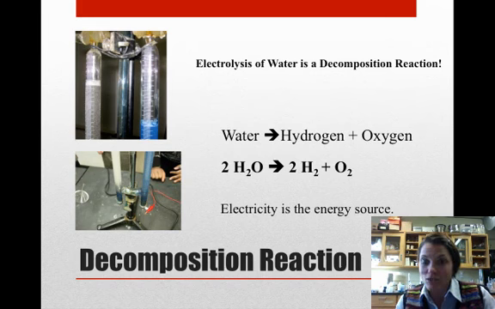Now, decomposition requires an energy source. In this case, we use electricity as our energy source. Many decomposition reactions use heat to break down substances. So in the lab, the decomposition we're going to do, you'll actually use the Bunsen burner, heat from the Bunsen burner, to decompose a substance. So there you have it, decomposition.